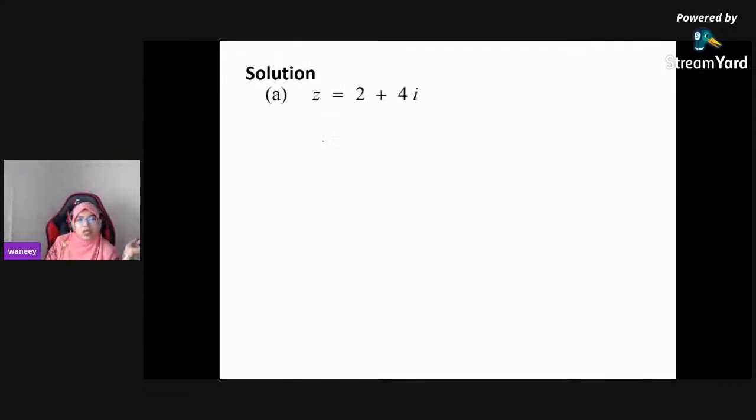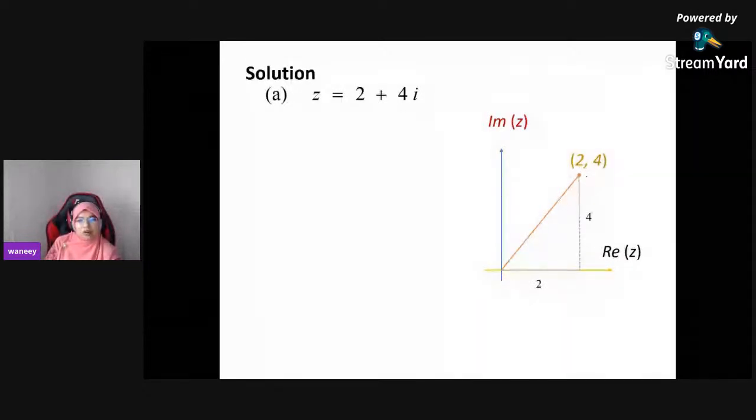Okay, so the first one, we have z equal to 2 plus 4i. They told us to sketch the Argand diagram. So draw the x-axis and the y-axis, but this time name them the real and imaginary axis. So real, imaginary, positive 2, positive 4. The real part must be 2, the imaginary part must be 4. So that is our z, 2, 4.